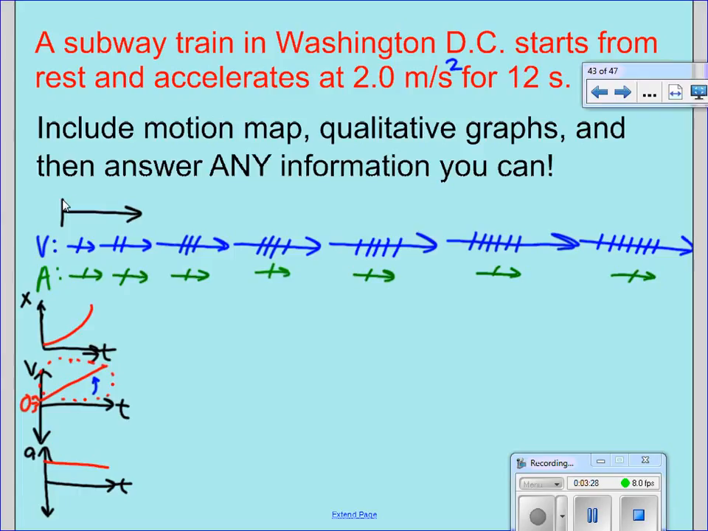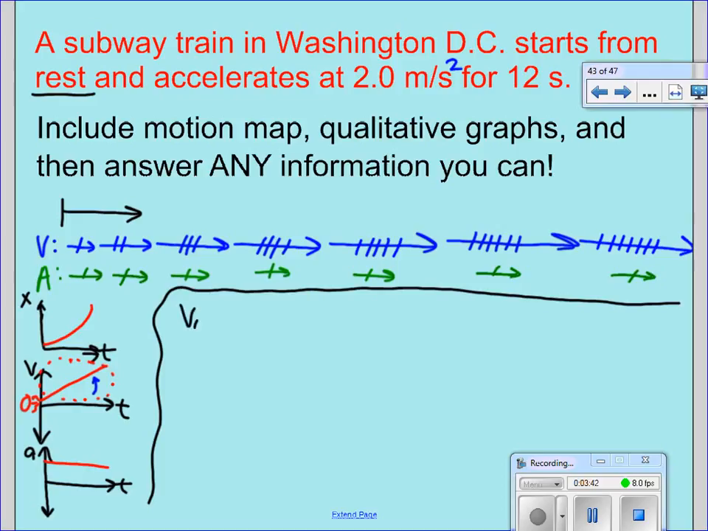Finally, let's go ahead and see what information we can solve for. What I like to do is analyze the problem, meaning I write down the information that the problem gives me. So let's read through. A subway train car in Washington, D.C. starts from rest. That tells me that my initial velocity is 0 meters per second. It accelerates at 2 meters per second squared, so I know my acceleration. And my time, it tells me, is 12 seconds.